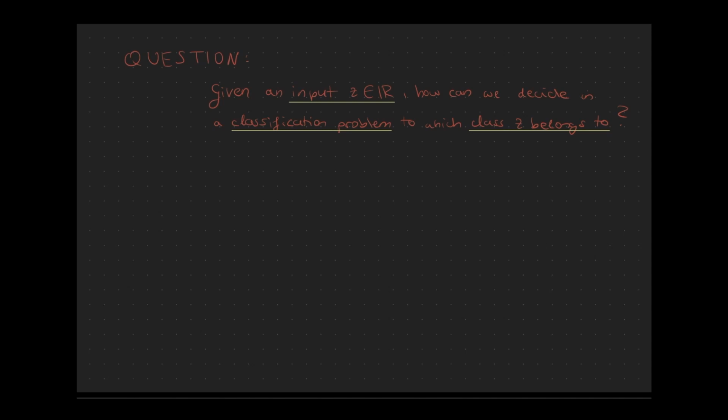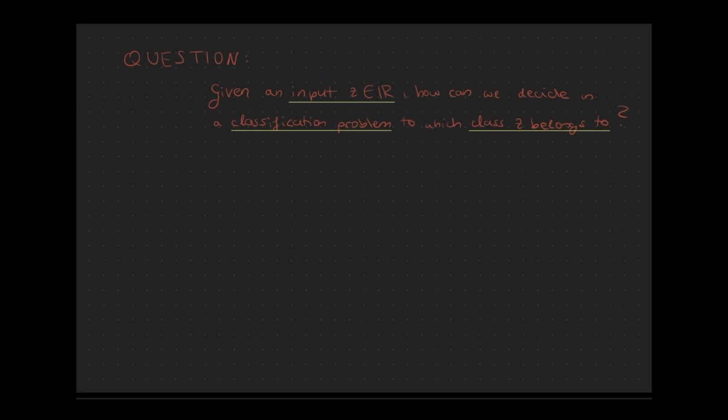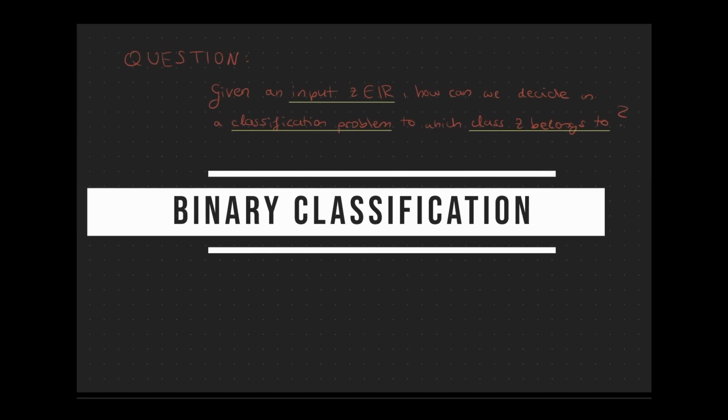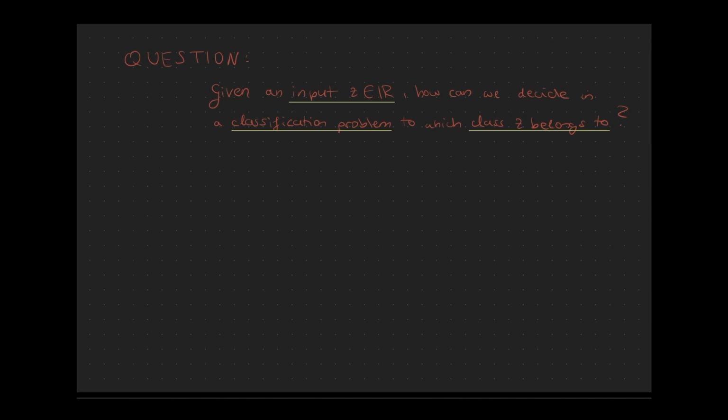And the question is, given an input z, an element of the real numbers, how can we decide in a classification problem to which class z belongs to? So in binary classification, we would have class 1 and class 2, for example, and we want to say for a given input z, does it belong to class A or class B? And it's always a good idea to not start with the full problem, but to break it down and go from there step by step, iteratively.